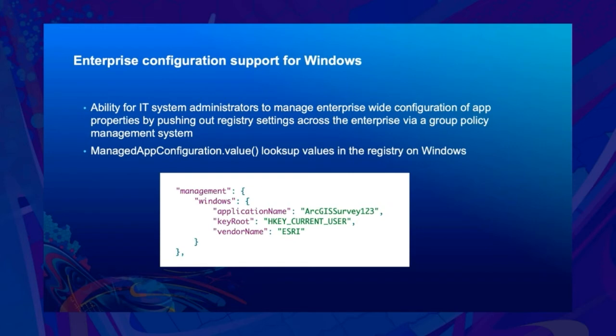We have enhanced the managed app configuration value method to look up values in the registry on Windows. The registry path can be configured in the appinfo.json file as shown in the screenshot. System administrators would then push out the settings across the enterprise via the Group Policy Management System to pre-configure properties like the portal URL.